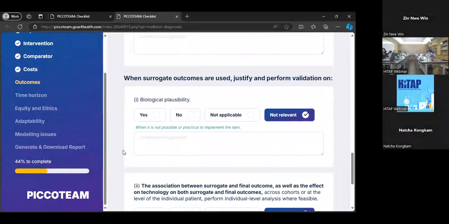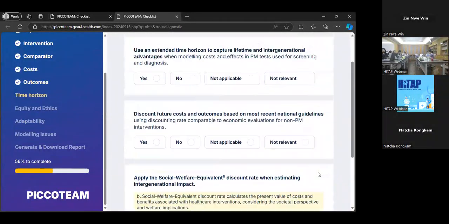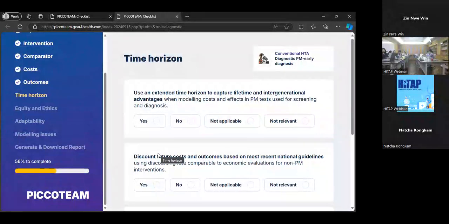Okay, so next, the time horizon. For a genetic test reaching the market access stage, it is strongly recommended to use an extended time horizon to capture the lifetime effect of these genetic tests, because one genetic test can already inform the predisposition of genetic information and likely disease over a long time.